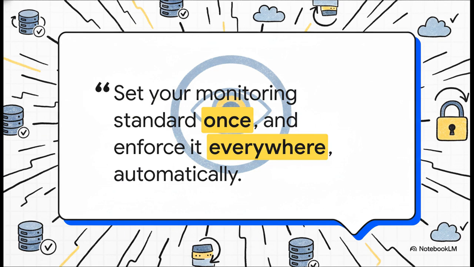This really is the heart of it. This is the ultimate promise of enablement rules. You get to define your perfect monitoring setup one time, in one place, and then you just let AWS handle the enforcement across your entire environment. It'll automatically bring every resource, new and old, into compliance.